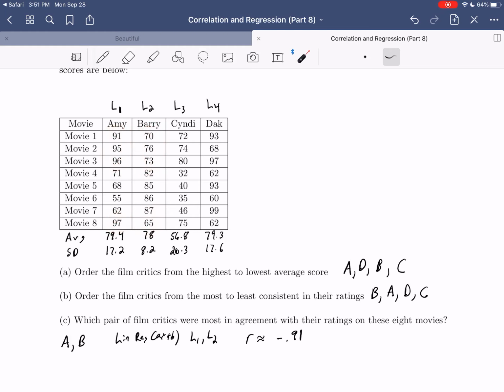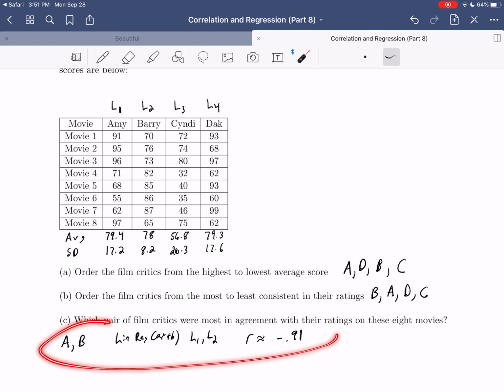Notice that's also true for the ones that Amy did not like. Amy gave all of these low scores: 70, 68, 55, 62. These were all the ones that Barry liked the most: 82, 85, 86, 87, all above his average. And again, without very much deviation, being only a little above average is actually pretty significant for him.